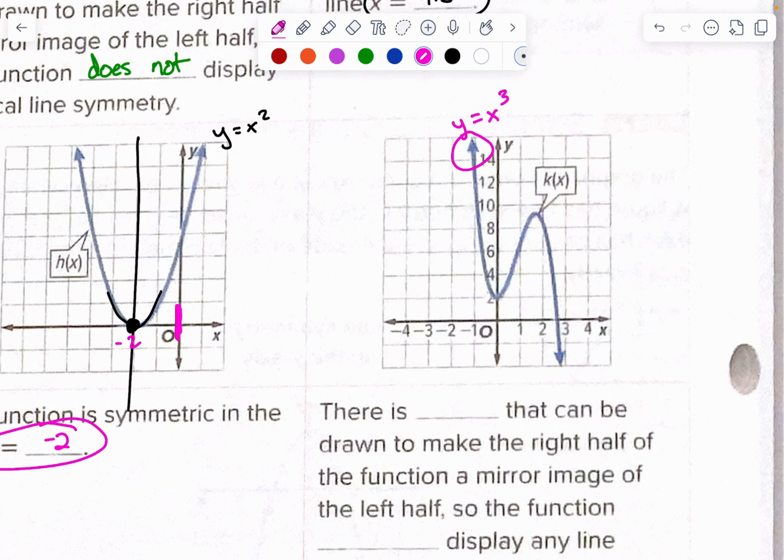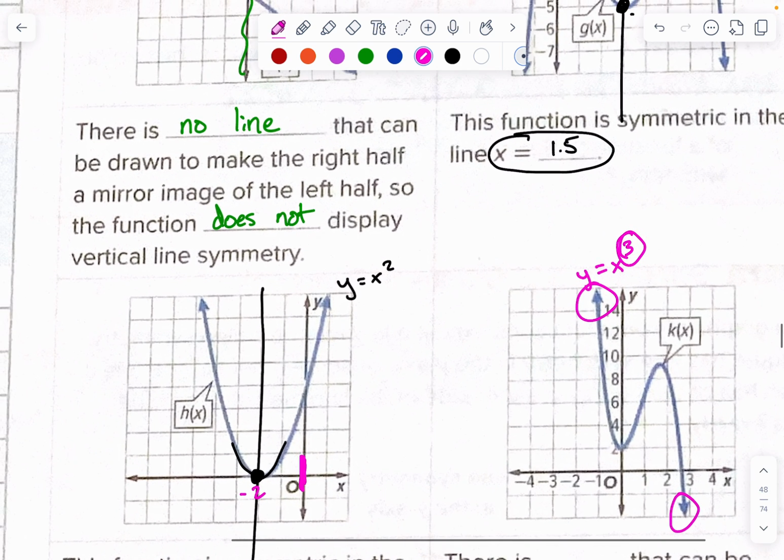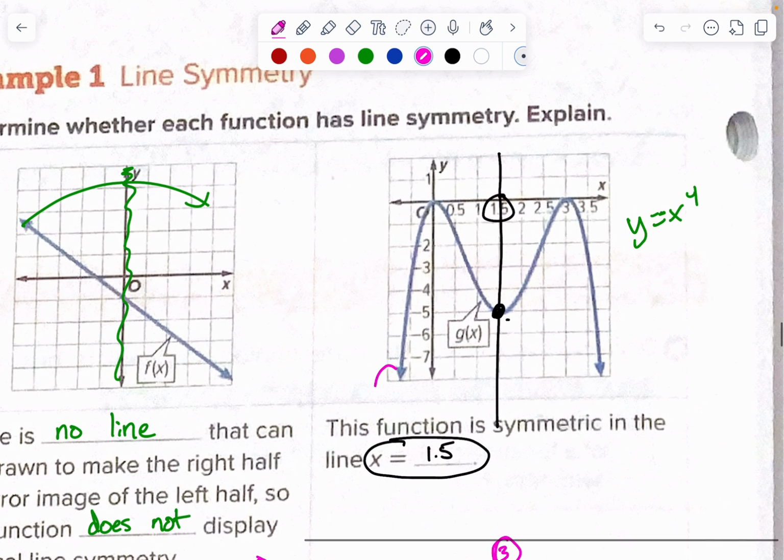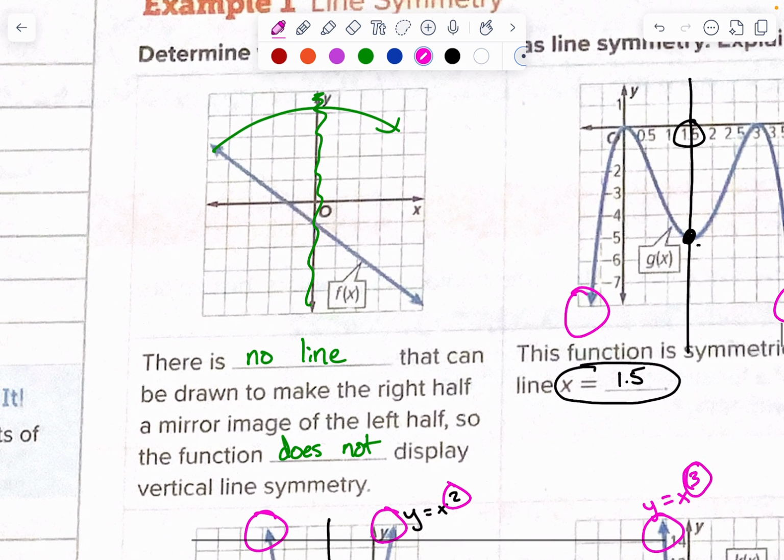He goes in opposite directions, so that means he's an odd-powered function, like 3 or 5 or 7. They go the same direction if they are an even-powered function. Like this one, he's going the same direction, so he is a fourth-powered function. This one is kind of fancy.